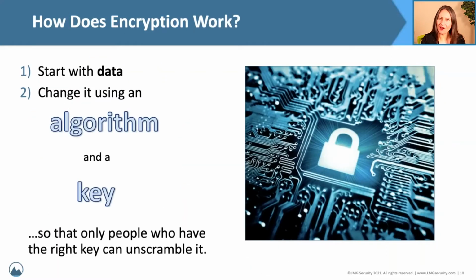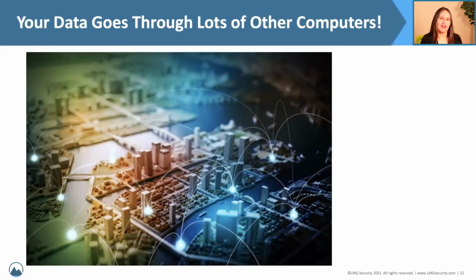How does this work? Well, at a fundamental level, encryption relies on an algorithm and a key. And only people who know the algorithm and have the key can unscramble the data. Let's talk about encryption in transit. On the internet, your data goes through lots and lots of other computers.